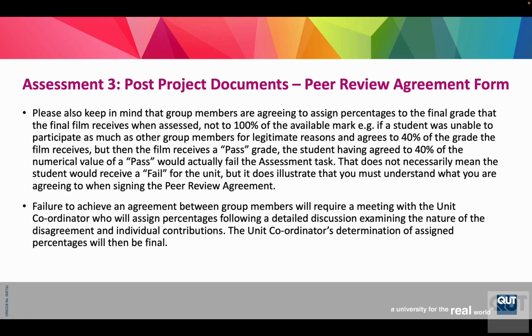So, maybe you weren't able to participate as much, and that means, oh, look, I'm happy to get 60%. I mean, the example here says 40%. Let's just say it's 40%. If you agree to 40%, it's not that you're getting 40% for the assessment task. You're getting 40% of what the film is graded at. And by way of example here, if the film itself is graded at a pass, what you're agreeing to is 40% of the numerical value of the pass, right? Which might mean, as an individual, you may fail the assessment task, but that doesn't mean you fail the unit. In fact, in these introductory units, unless you haven't participated in one of the assessment tasks, it's often very difficult to fail numerically, right?